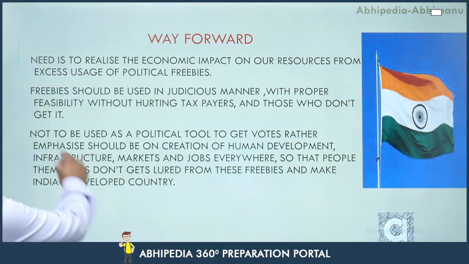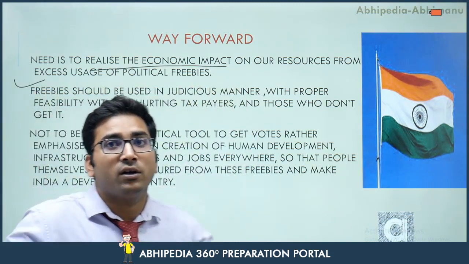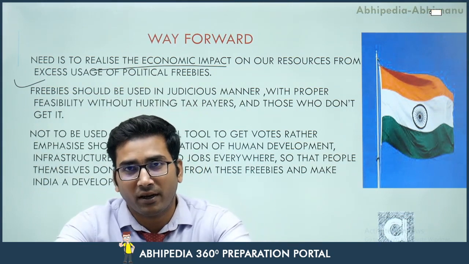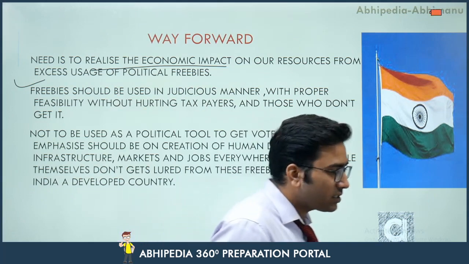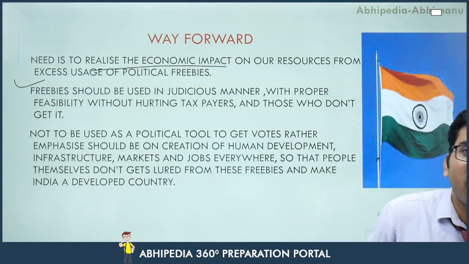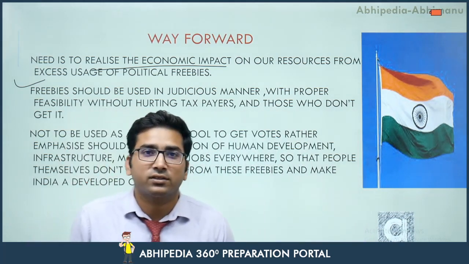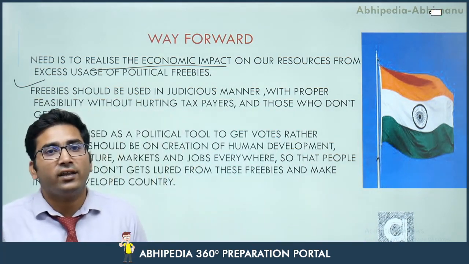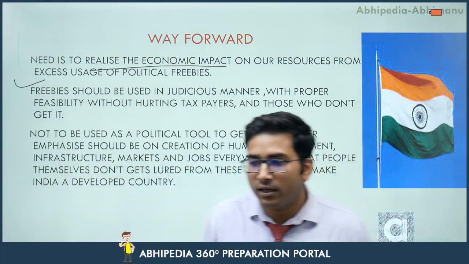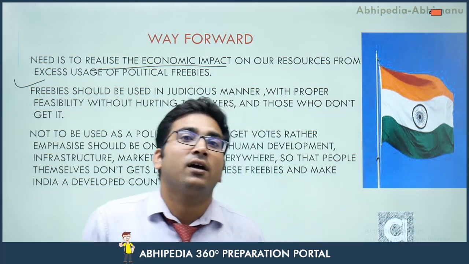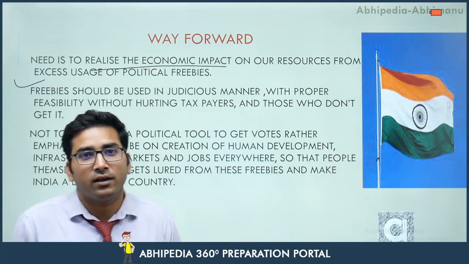So first, there is a need to realize the economic impact of political freebies on our resources from the excess usage of them, right? We have to understand that political freebies are a tool of political parties to lure votes, and the impact on our economic resources is very huge, which is unacceptable in the long run, right? So as well enlightened citizens we have to realize this with a sense of responsibility.